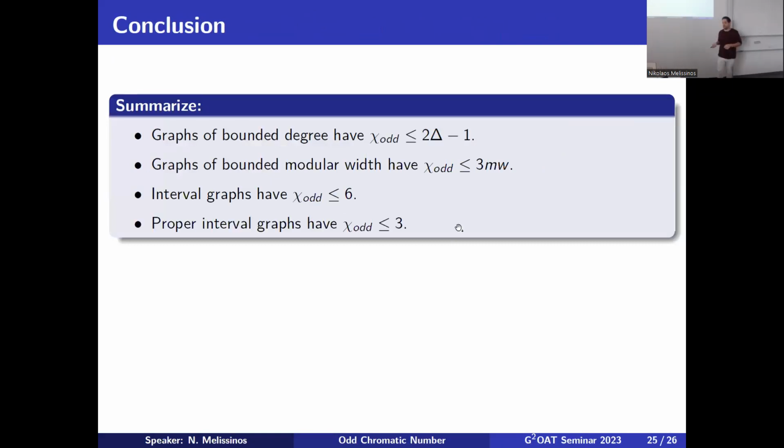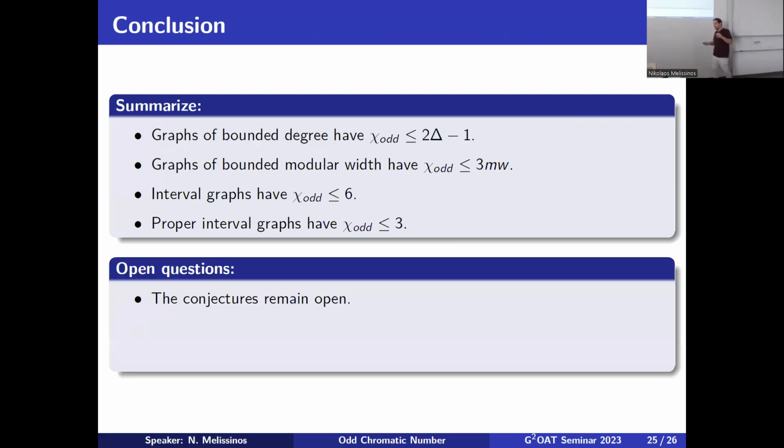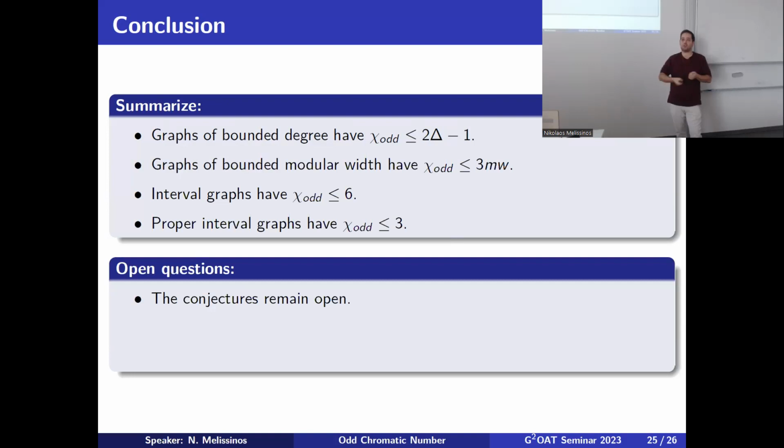So proper interval graphs need 3 colors. And some open questions. First of all, both of the conjectures are still open. We managed to show that 2 delta minus 1 colors are enough, but we don't have any example that requires delta plus 2 colors. So it is still interesting to see if the correct upper bound is delta plus 1.